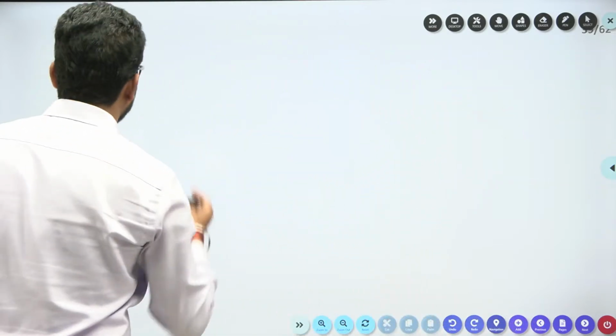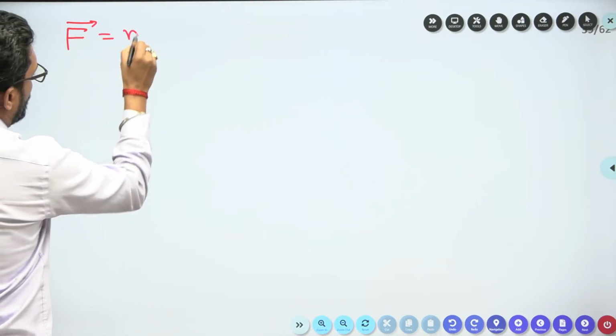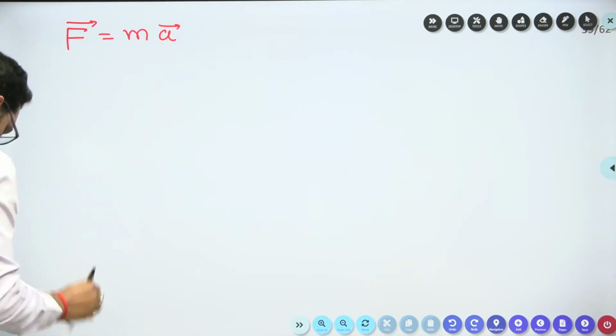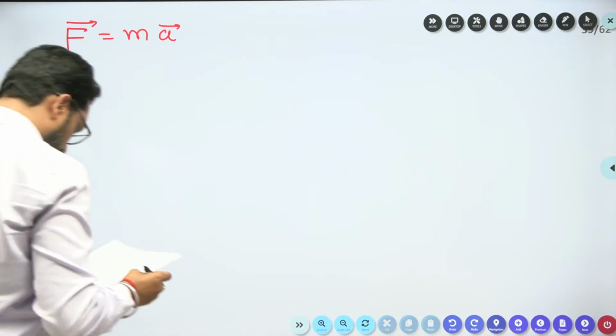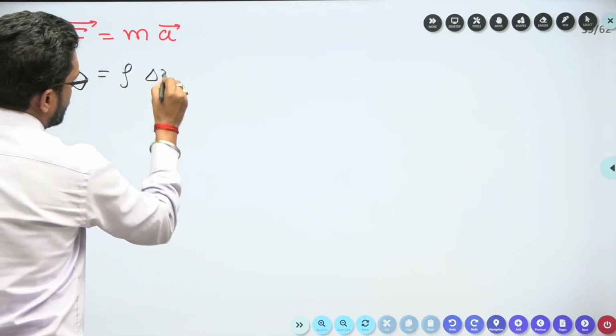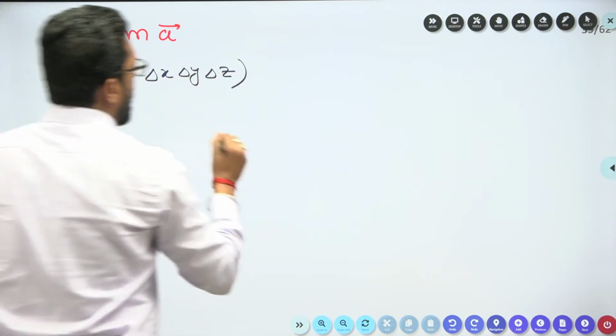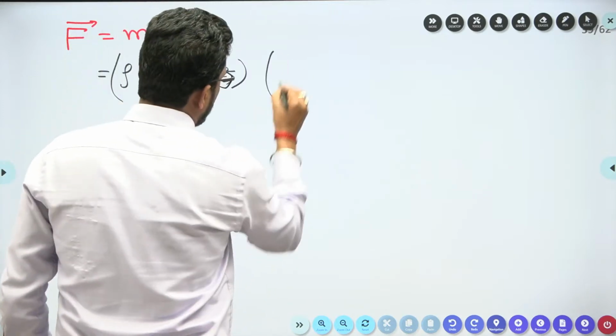That means force due to the acceleration is equal to mass into acceleration. Yes or not? Right? And for the Q, what is the mass? Density into volume, delta X, delta Y, delta Z. This is your volume into acceleration, beta. What is the acceleration?